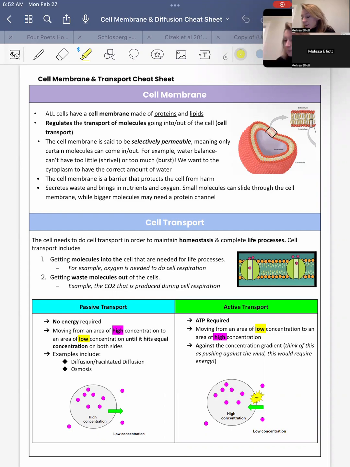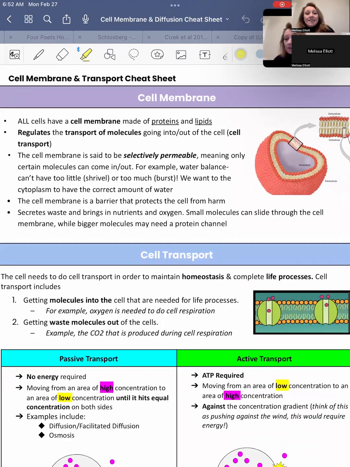All right, guys, we are going to be talking about the cell membrane and cell transport. All cells have a cell membrane made of proteins and lipids, right? We talked about phospholipids and we talked about channel proteins. So generally speaking, they're all made of proteins and lipids. The job of the cell membrane is to regulate or control the transport of molecules going into and out of the cell.